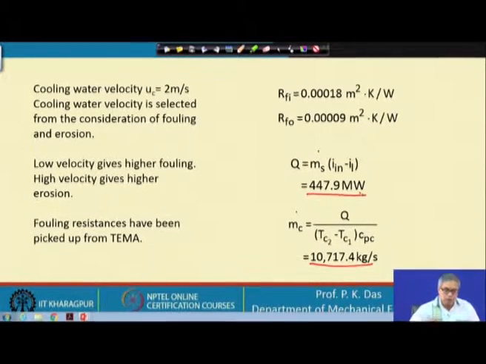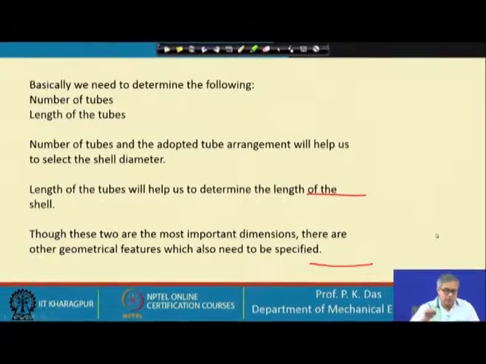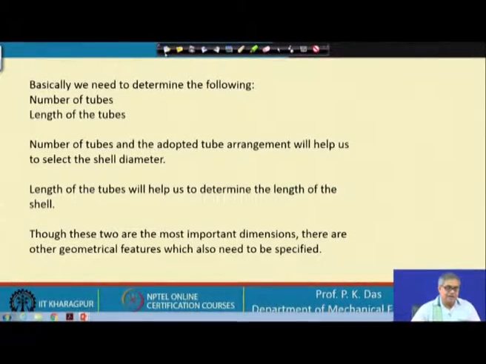With this, let us proceed to the next slide. Basically, we need to determine the following now: the number of tubes, the length of the tubes, and the adopted tube arrangement will help us to select the shell diameter. We will discuss about it later on.